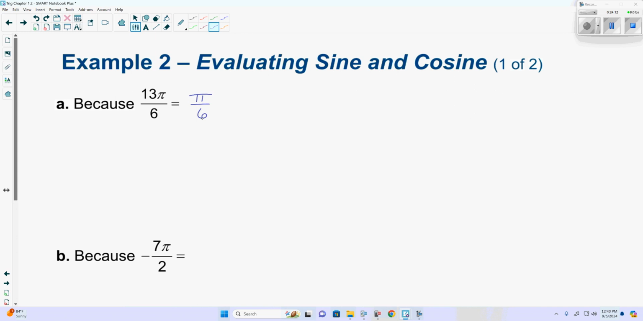So on the unit circle, if we look at pi over 6, pi over 6 is our 30 degrees. We would have the point square root 3 over 2, comma, 1/2, yes? So cosine, the x value, cosine of pi over 6 would be square root 3 over 2. Sine of pi over 6 is 1/2.